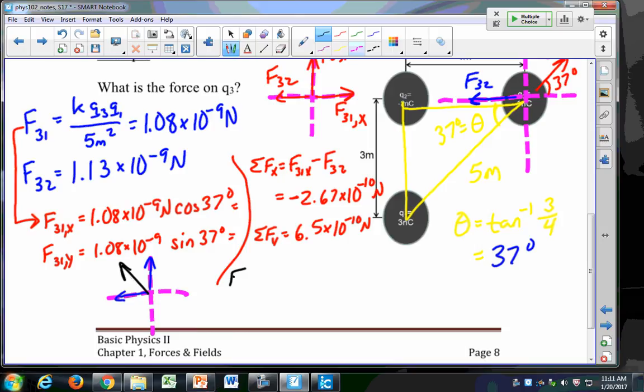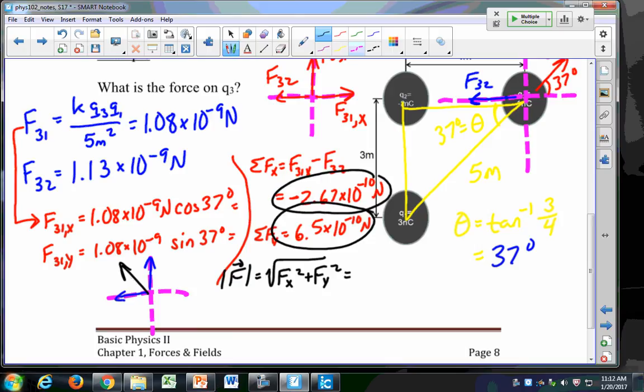To find the magnitude of it, I say the square root of Fx squared plus Fy squared. This is Fx. This is Fy. Putting those in, I get 7 times 10 to the minus 10, 7.03. And then to find this angle, I'll call it phi. Phi is the inverse tan of Fy over Fx, which is 67 degrees above the negative x-axis.